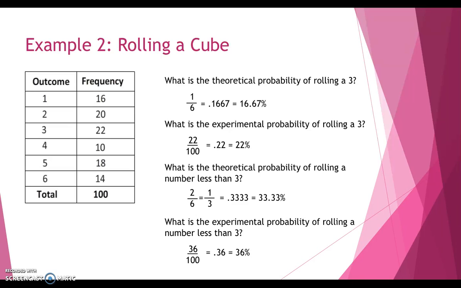So you can notice that the theoretical and experimental probability of rolling a 3 were very much off. This is because rolling a 3 has such a small probability. But when we add more favorable outcomes, we are able to get closer to the theoretical probability.